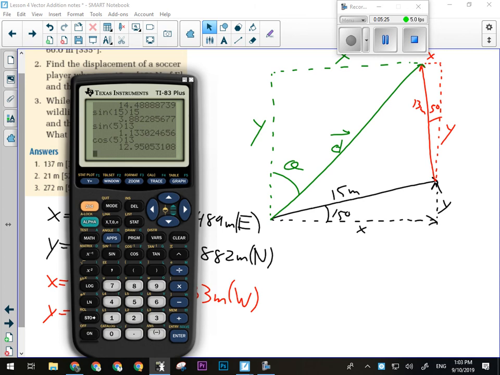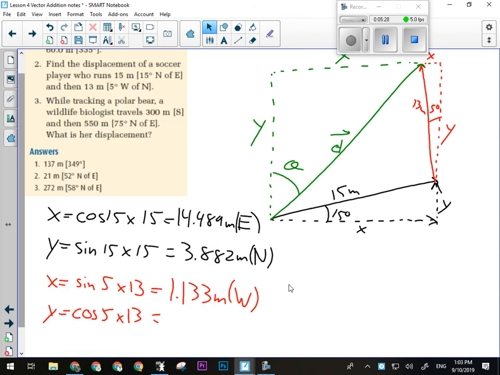All right, so that's 12.951 meters, and that's north. Now I've got the x's and y's for the two vectors I was given. Now I can use them to find the x's and y's for the other one, the one I wasn't given. It's called the resultant, that's the term I was looking for. In this case, the resultant represents the overall displacement of these two vectors.